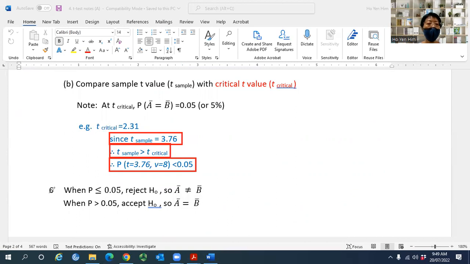So how to do the conclusion? Whenever the probability is less than or equal to 0.05, we will reject the null hypothesis, meaning there is a significant difference between mean of A and mean of B. Whenever P is more than 0.05, we will accept the null hypothesis, meaning there's no significant difference between mean of A and mean of B.